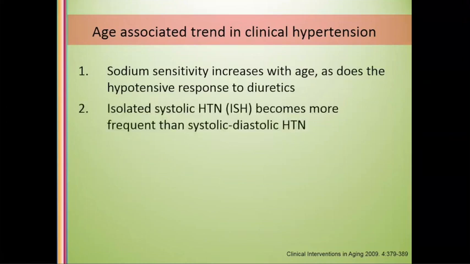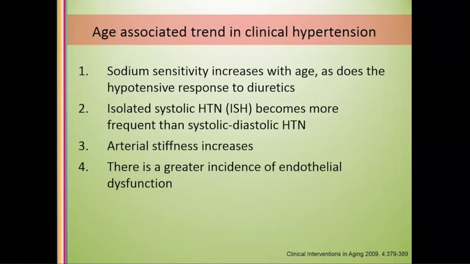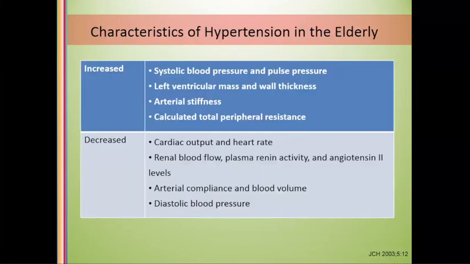The second is, I already covered, isolated systolic hypertension, which is ISH, is more frequent than systolic-diastolic hypertension. Another characteristic relevant to the second one is increased arterial stiffness. There is a greater incidence of endothelial dysfunction. In older people, we will see an increase in the systolic blood pressure. That is why there is an increase in ISH. When the systolic is higher and diastolic is lower, the pulse pressure will increase.